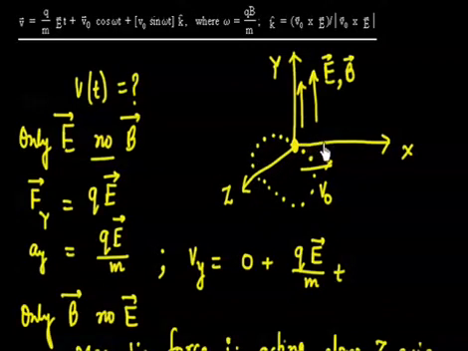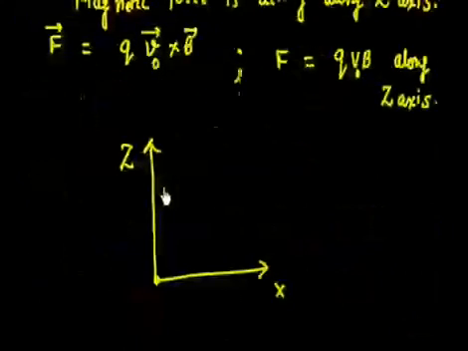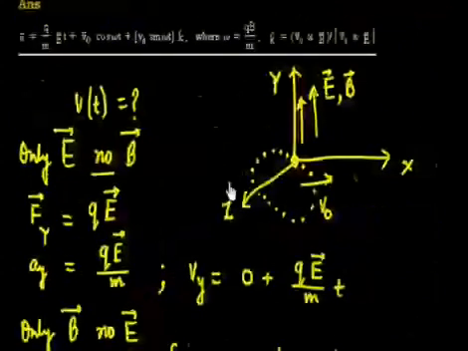So basically it will make a circle in XZ plane. Initially it is thrown this side, so it will deflect in the Z direction. So it will follow a circular path in XZ plane. So circle is in XZ plane. So if I see the same thing in XZ plane, it has to follow a circular path, and the motion is from here to here.